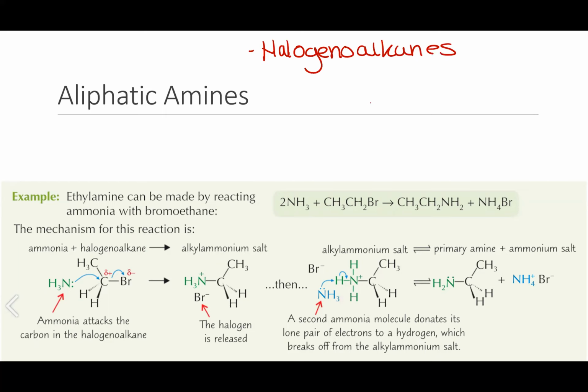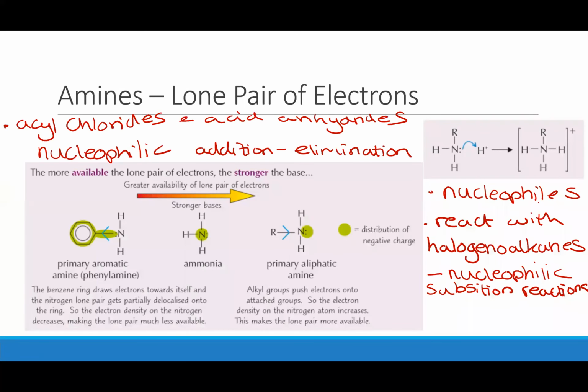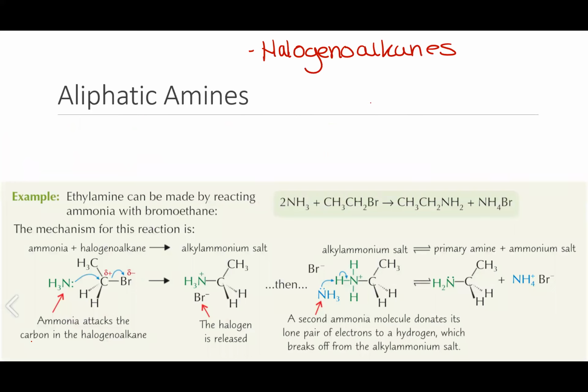as we said a moment ago, we're going to react them with halogenoalkanes in nucleophilic substitution reactions. So amines can be made by heating halogenoalkanes with excess ammonia. Again, we're heating halogenoalkanes with an excess of ammonia. Words like excess are really important. And again, we heat them. And that is a way we can make aliphatic amines.